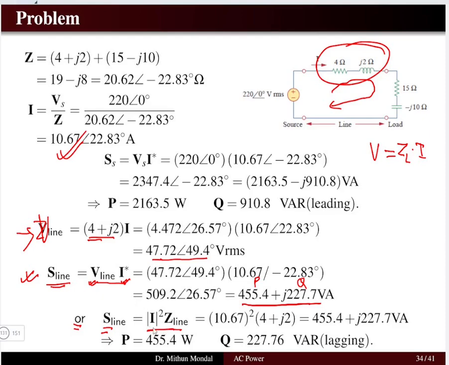So we will be getting the same answer. That is, the real power is equal to 455.4 and the reactive power is 227.76. So we can use this formula to calculate the real power and the reactive power, or we can go by this formula. Both will give you the same answer.